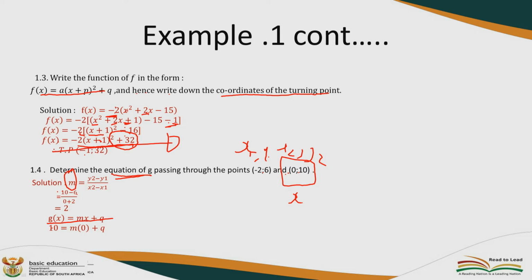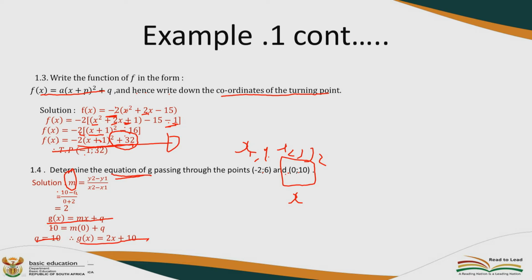When I simplify further, any number multiplied by 0 is 0. So my q is going to be positive 10. Since q is positive 10, my final equation of the straight line will be g at x is equal to the gradient 2x plus q, which is 10. So g at x is equal to 2x plus 10.